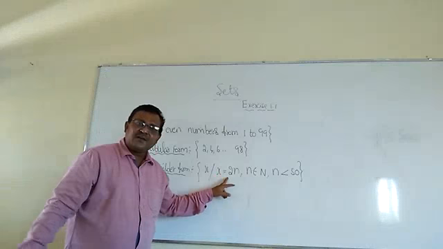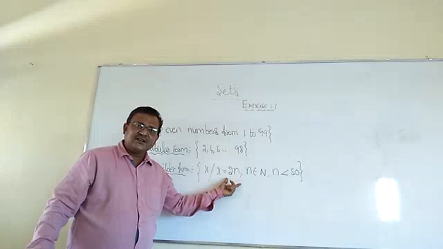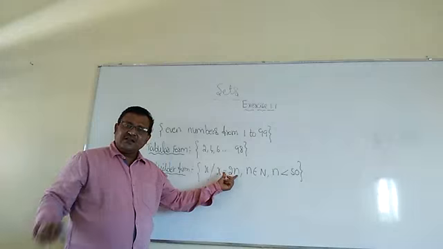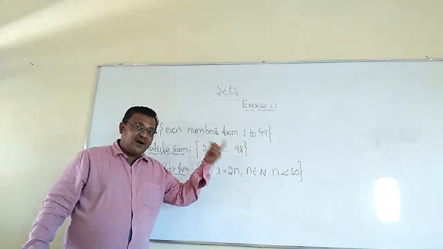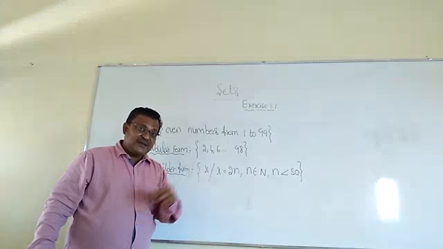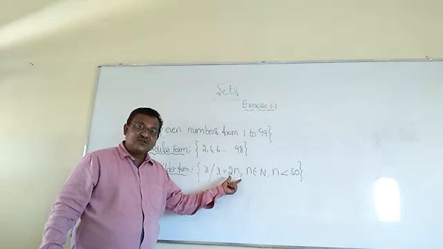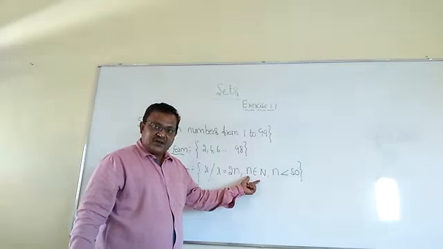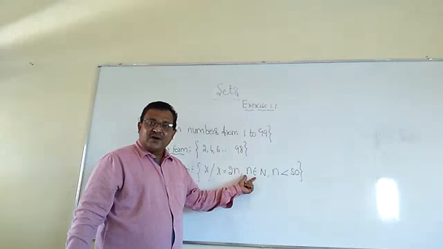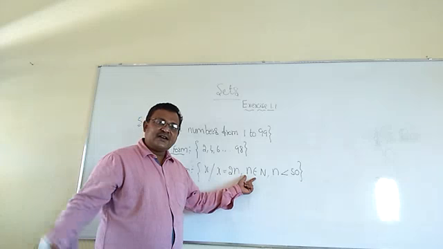x such that x is equal to the form 2n. Why have I taken 2n here? 2n is the form of even numbers. The form of odd numbers is 2n minus 1. Like that, the form of even numbers is 2n, when n belongs to the natural numbers, that means n is 1, 2, 3, 4, 5, 6, 7, 8 and so on.